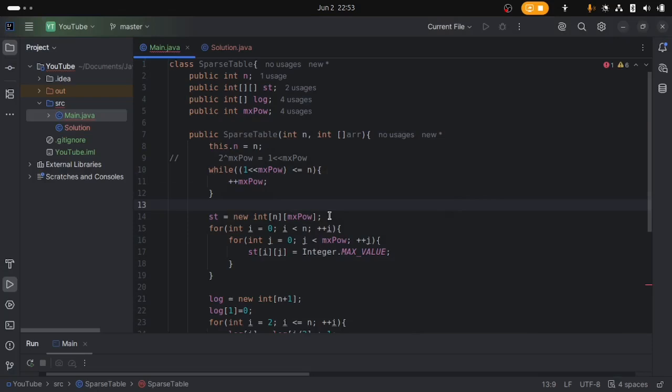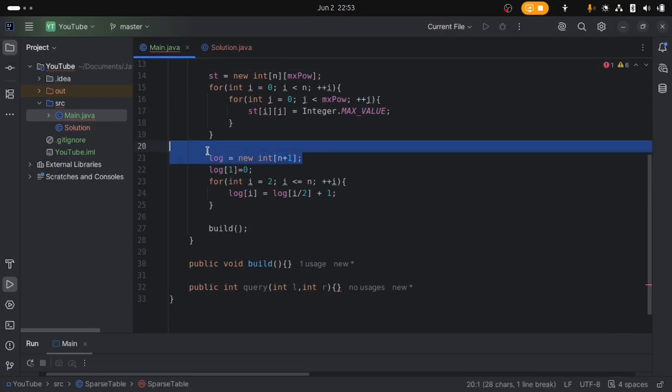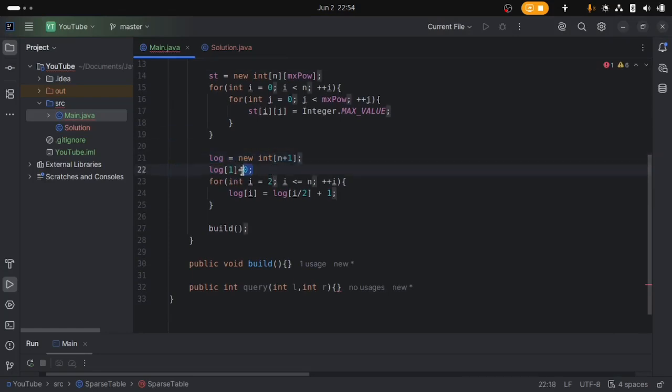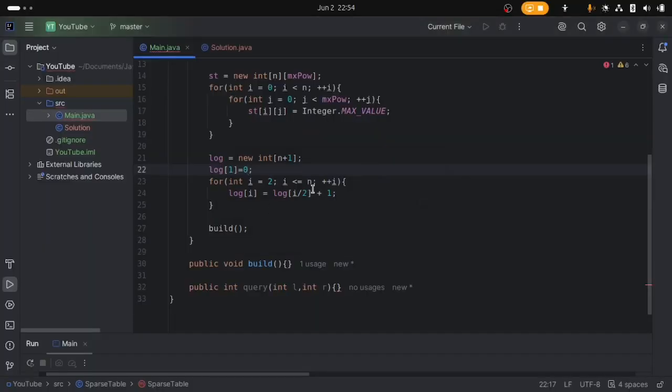That's why you can simply see I have declared log array of size n plus 1, because at max we can have length till n for an array of n. And you can simply see that the base case log of 1 equals 0, that is, for a segment of length 1 the maximum power of 2 which can fit is 0, because 2 to the power 0 is 1, and that is the maximum power which will fit. So that's why I wrote this base case over here.